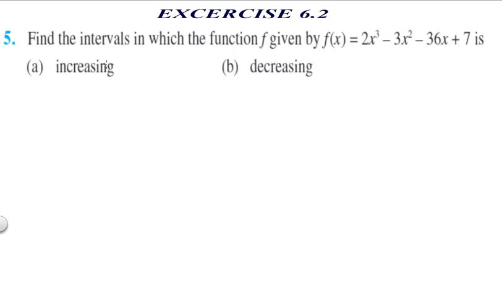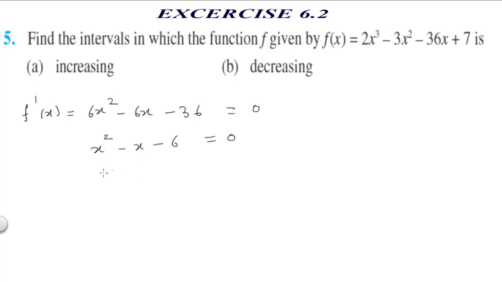In this question, we have to find the intervals in which the function given by 2x^3 minus 3x^2 minus 36x plus 7 is increasing and decreasing. So how to do the questions where it is asked to find the intervals? Let us first differentiate it. f'(x) will be equal to 6x^2 minus 6x minus 36. Clear? To find the critical points, we will equate it to 0. We will have x^2 minus x minus 6 equals 0.